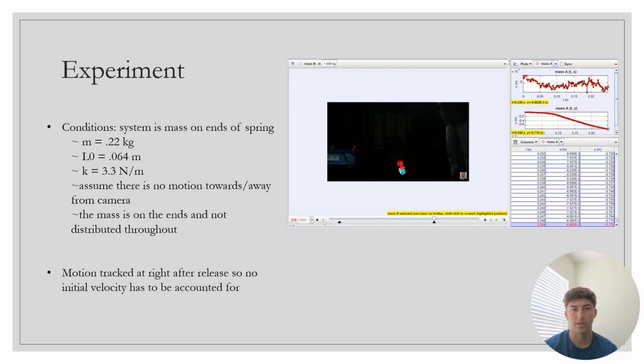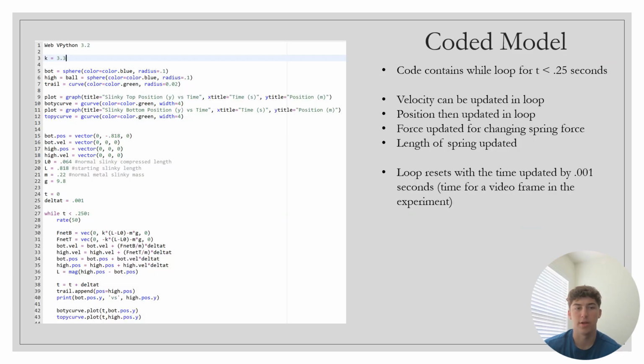As you saw in the video, it seems that the bottom does not move at all while the top catches up to it. To put this model into code, I first had to make vectors for the velocity and position of both the top and the bottom of the slinky. Then within a big while loop, which runs under 0.25 seconds, the length of our slinky drop, I had to update the velocity, position, and force on both the top and bottom of the slinky, which is also changed by the length of the spring, which I also had to update. I updated that using the difference between the top and the bottom of the spring after each loop. Every time this loop resets, it is updated by 0.001 seconds, which was the time between each frame of the video experiment.